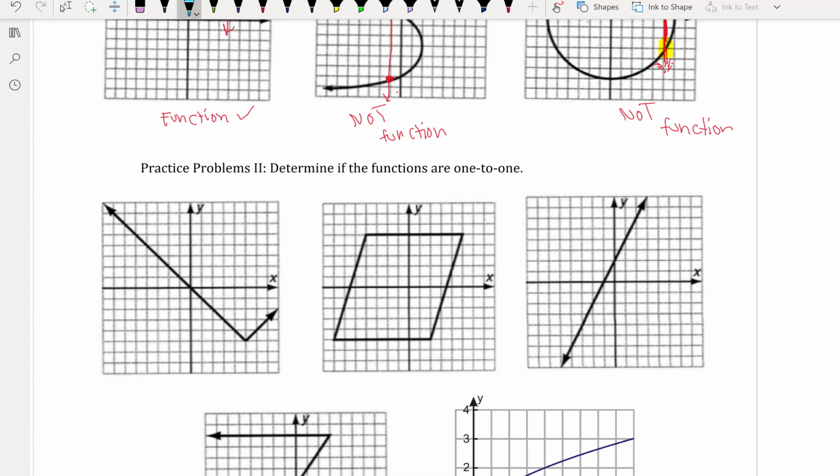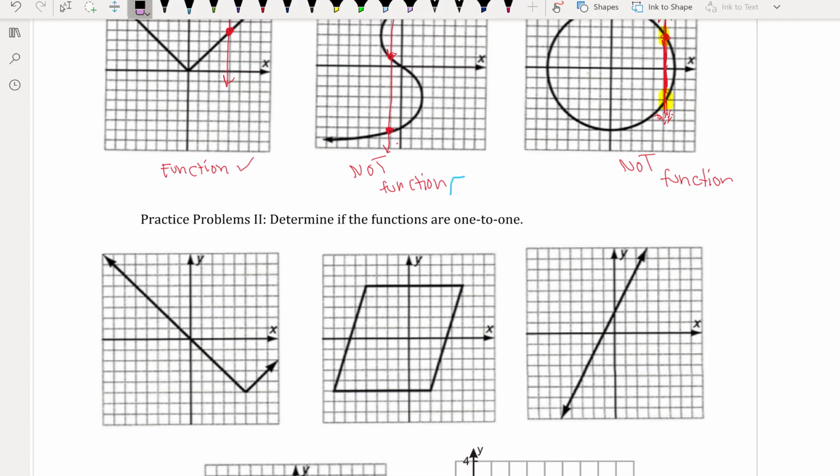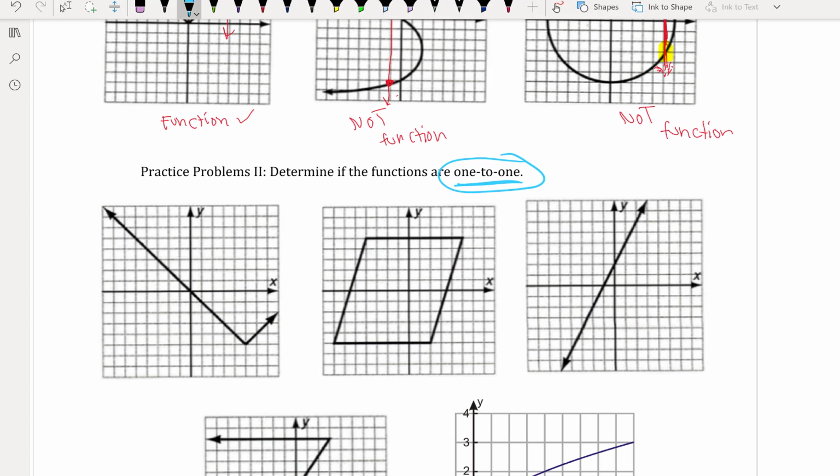Now for the second part, the key word here is, oops, messed that up. The key word here is one-to-one. So if this is a one-to-one function, that means we are doing the horizontal line test.